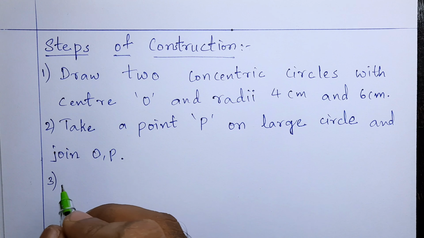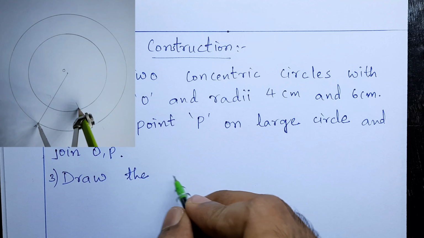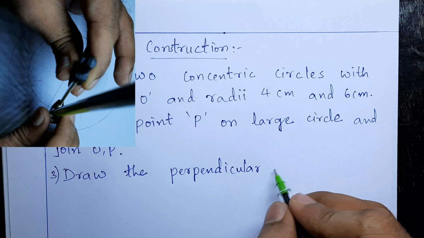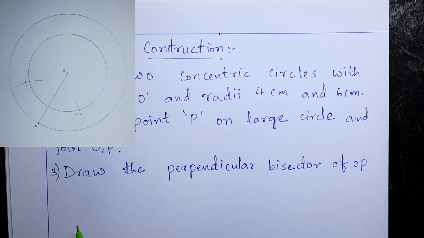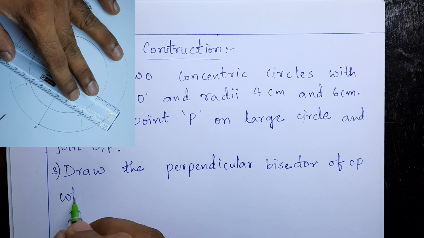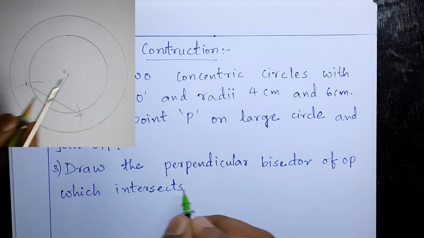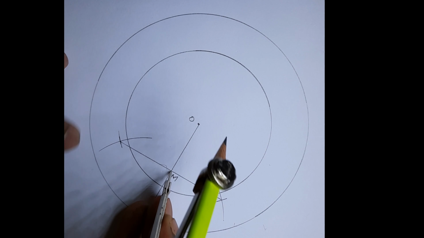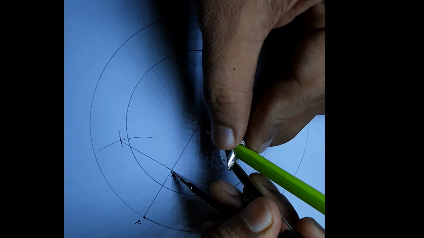Next, in the third point, we have to draw the perpendicular bisector of OP, which intersects it at M. Next, from this M, we have to take the radius as from M to O. Let us see.